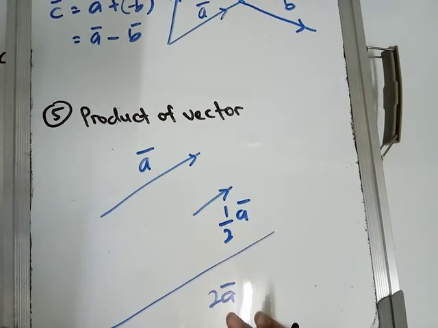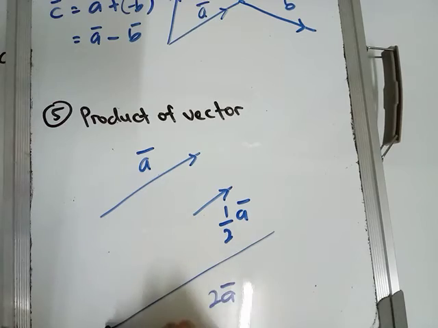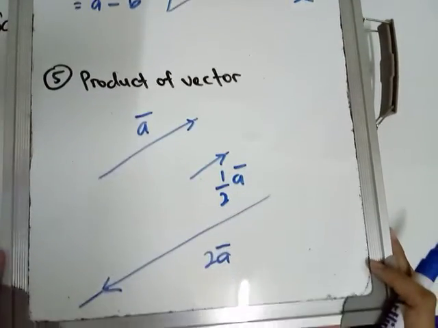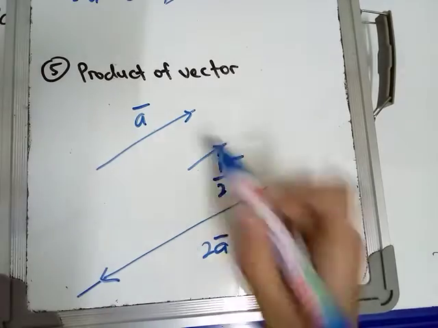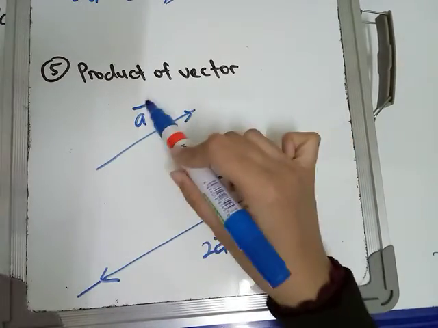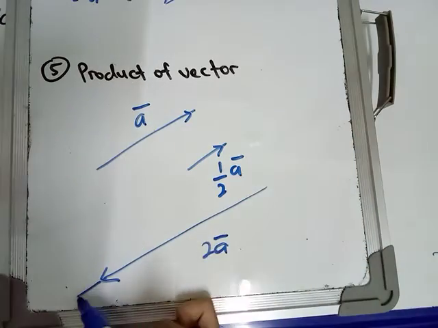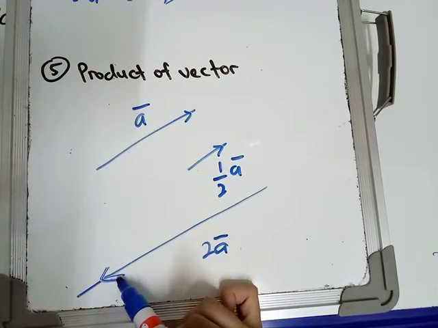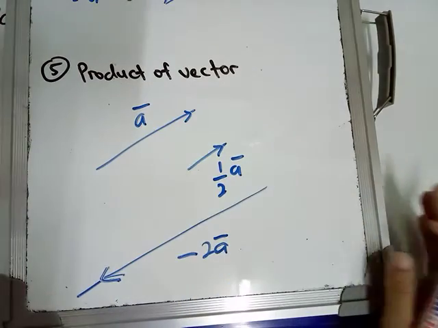2A, but different direction. Can you see? Okay, but different direction. We have originally vector A, and then we have twice of vector A, 2A, but in a different direction. When it's a different direction, we have to put negative.